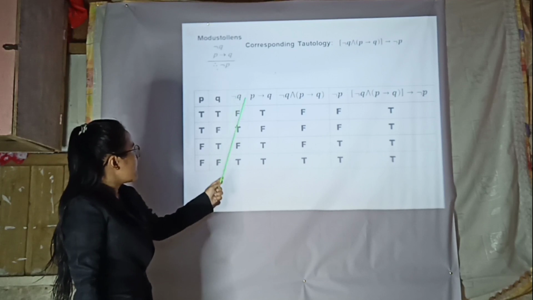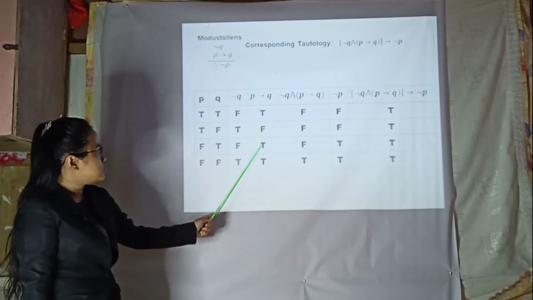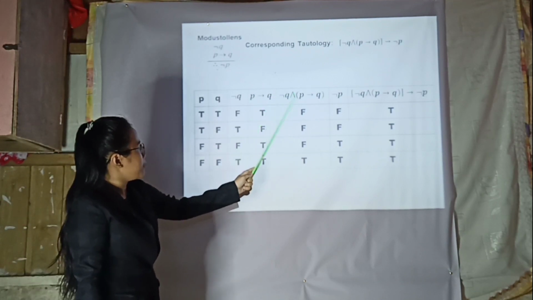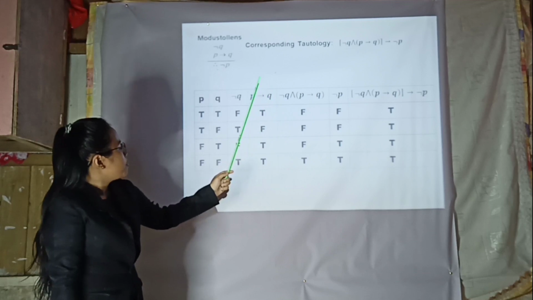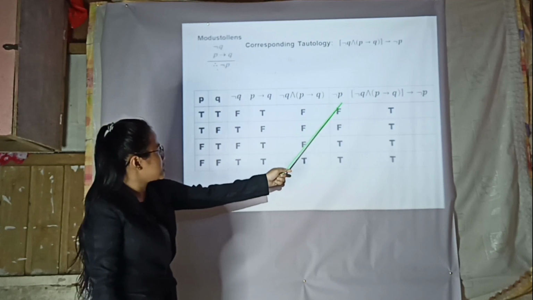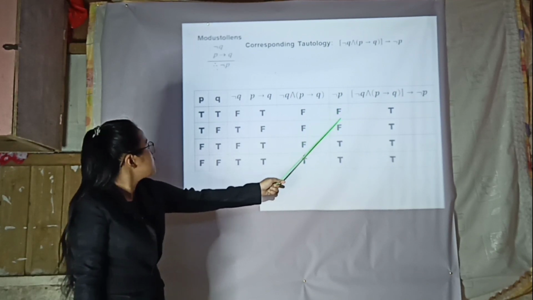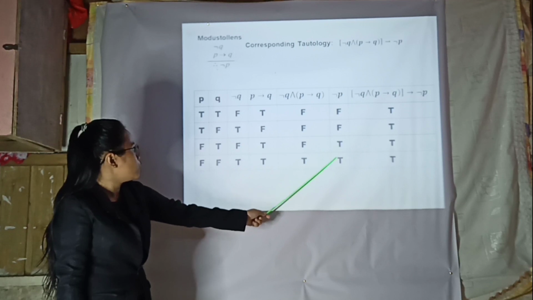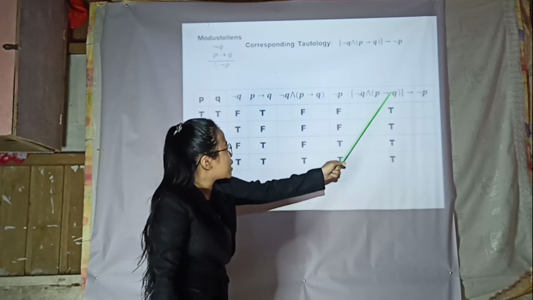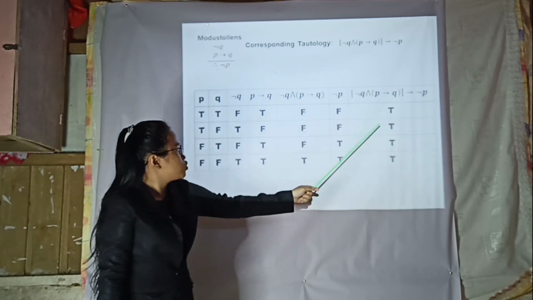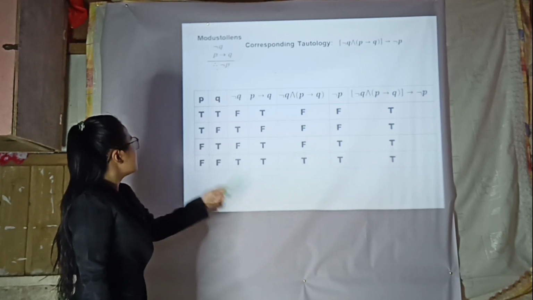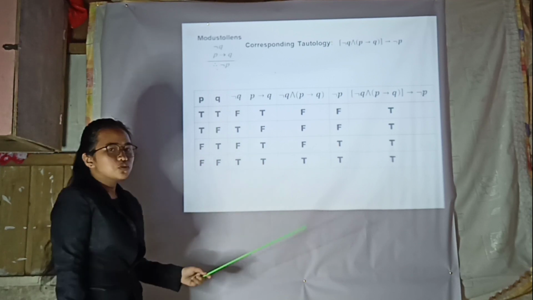So if P then Q. So true, false, true. So not Q, and if P then Q. Then not P, this is the negation of P. So false, true. So not Q, and if P then Q implies not P. So true. So these truth tables represent the modus tollens. So let's proceed to the next.